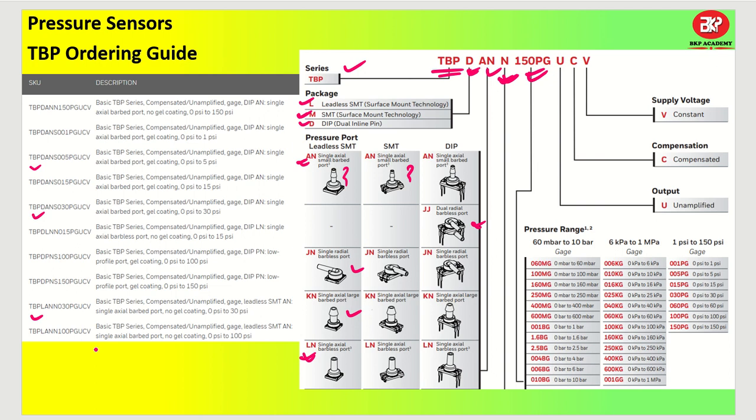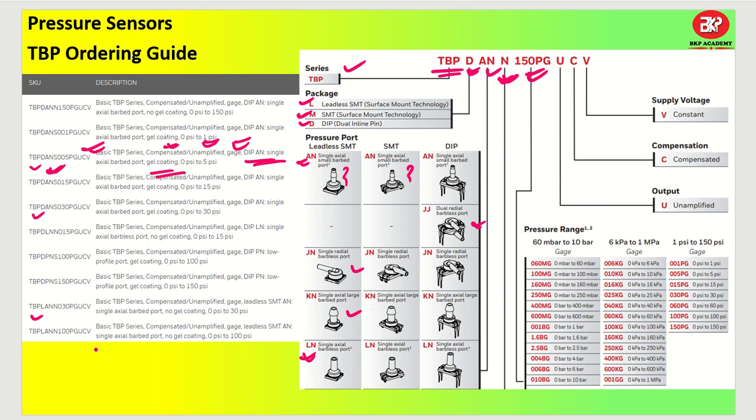Okay, so I'll be concentrating on 5 psi, which is TVP DAN S005 PG UCV. Now you can see it is TVP series. It is compensated and unamplified. It is having gauge type. It is DIP AN type single pressure sensors, and it is having gel coating also.